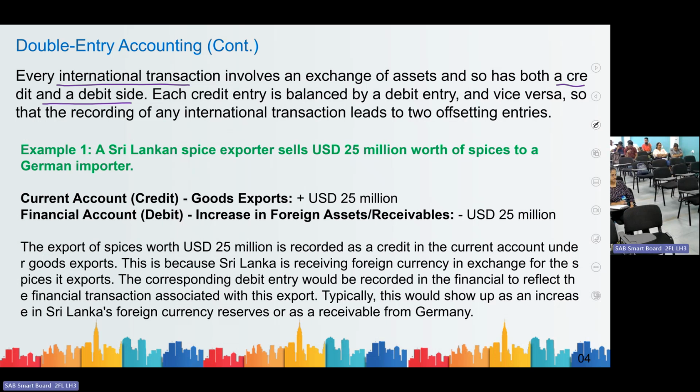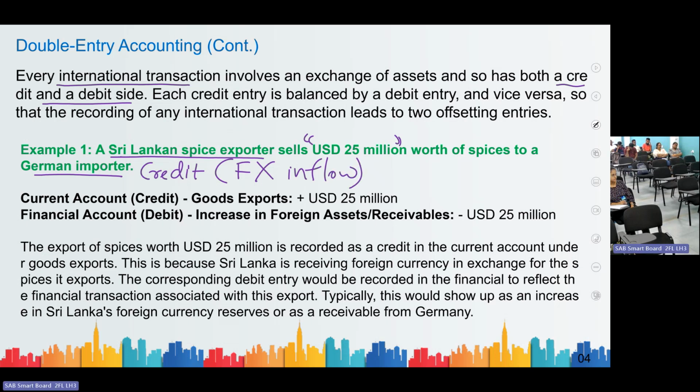An example is, consider a Sri Lankan spice exporter. A Sri Lankan spice exporter exports this much worth of spices to a German importer. So what kind of a transaction is this? It's basically a credit transaction, because there will be a foreign exchange inflow.